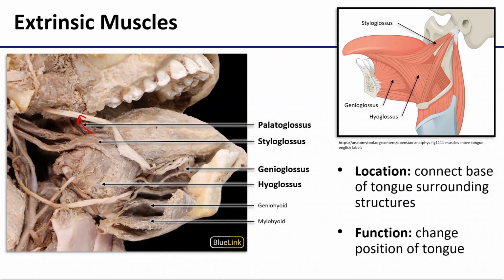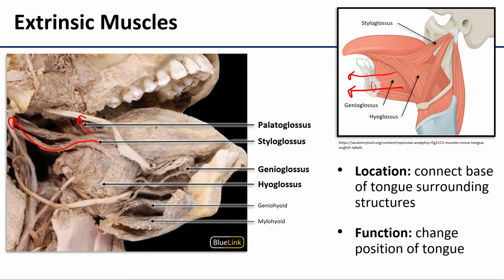We have Styloglossus, which is another elevator of the tongue, and that is going to connect up to the styloid process of the skull. Genioglossus, I'm actually going to show you over on the drawing over here. Genioglossus is this fan-shaped muscle that originates from the genial spines on the anterior medial mandible and fans out up into the body of the tongue. When this fires, it's going to pull the tongue forward or protrude it out of the mouth.